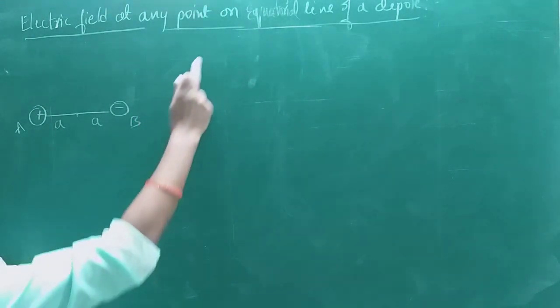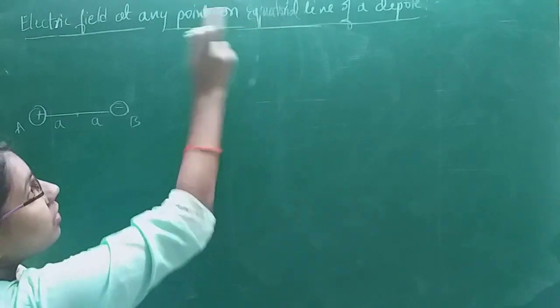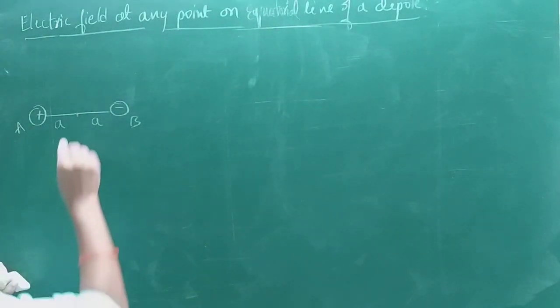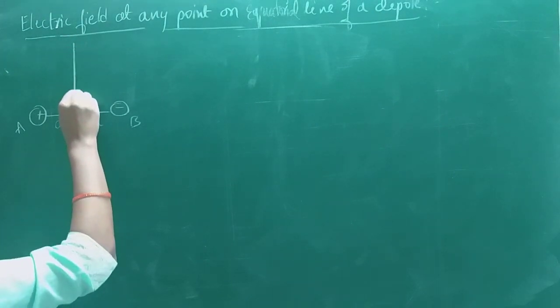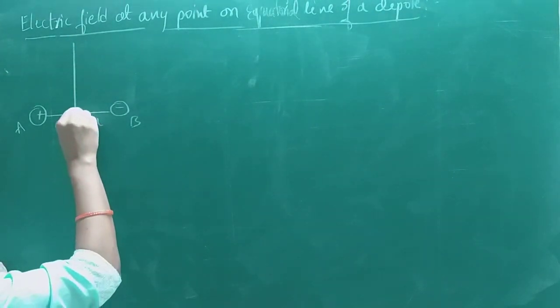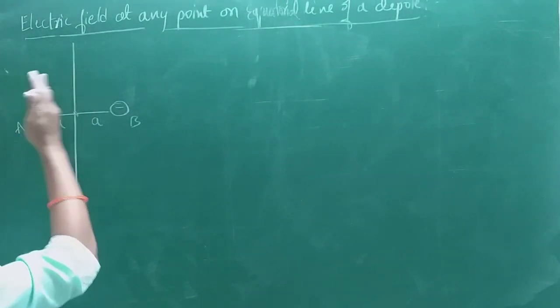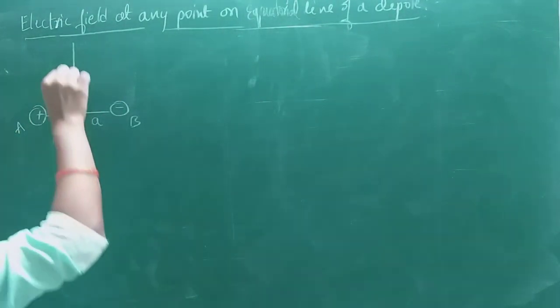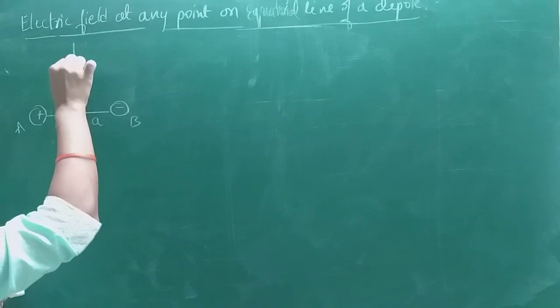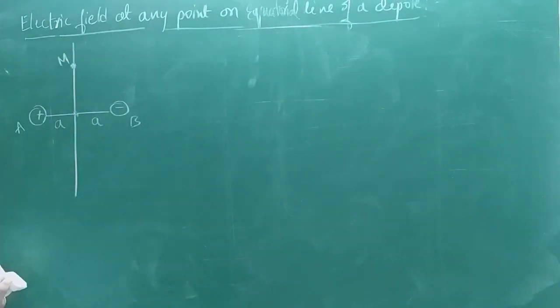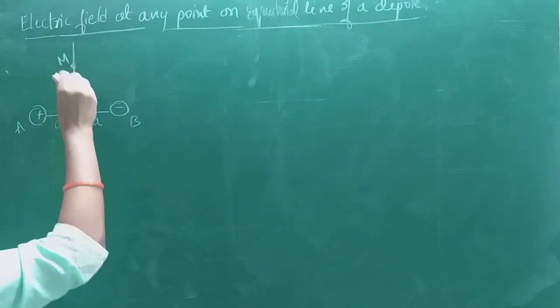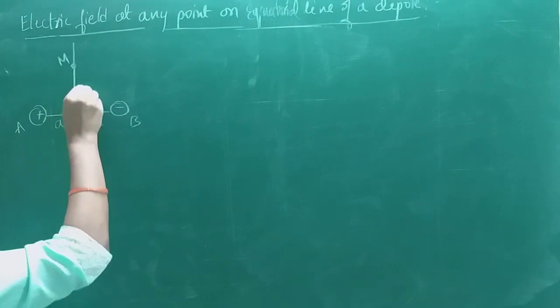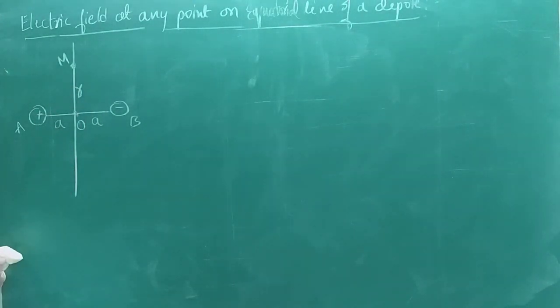Now, in order to find the electric field at any point on the equatorial line, first draw an equatorial line. It is the line passing through the dipole center and bisects the two charges equally. Now consider any observation point M on this equatorial line. Consider this observation point M is at a distance r from the dipole center.